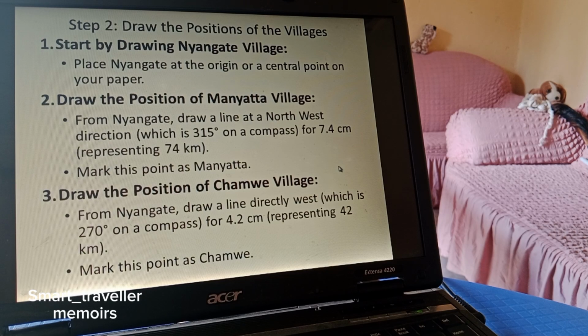Draw the position of the Chamwe village. From Nyangate, draw a line directly west, which is 270 degrees on a compass, for 4.2 centimeters, representing 42 kilometers. Mark this point as Chamwe.